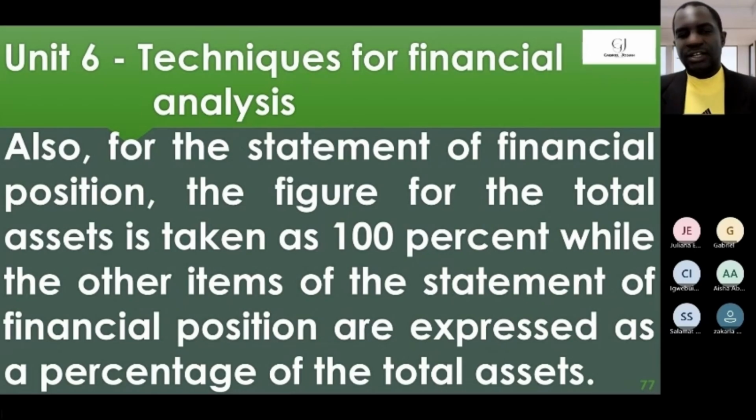Also, for the statement of financial position, the total asset is taken as 100%, while other items of the statement of financial position are expressed as a percentage. So the total asset is 100%. Now, from non-current asset, what's the percentage of non-current asset to that 100%? Is non-current asset 50 or 100%? It will tell us what the weight of each component of the asset is. So non-current and current, what are the weights?